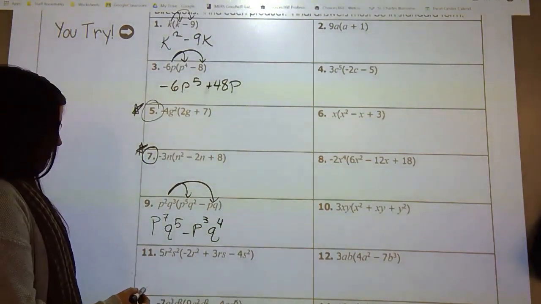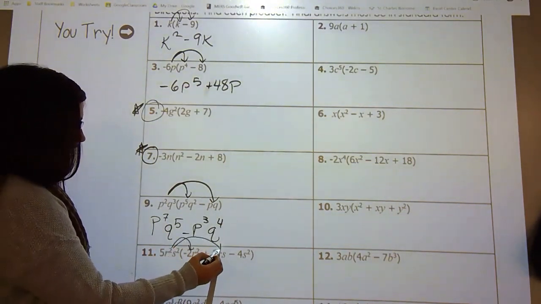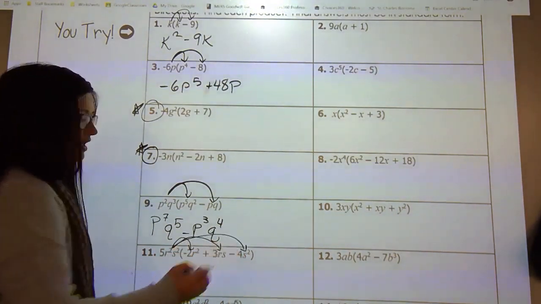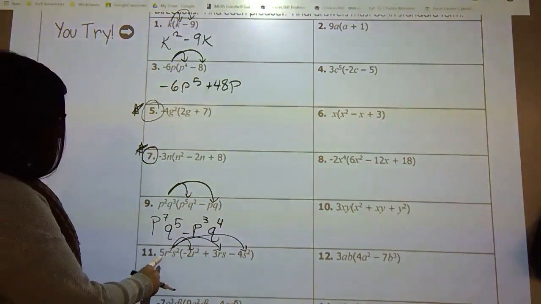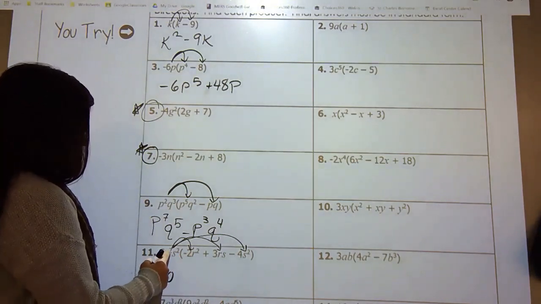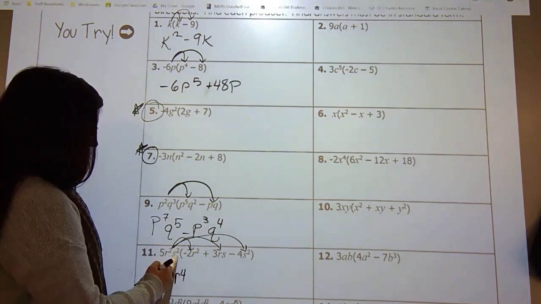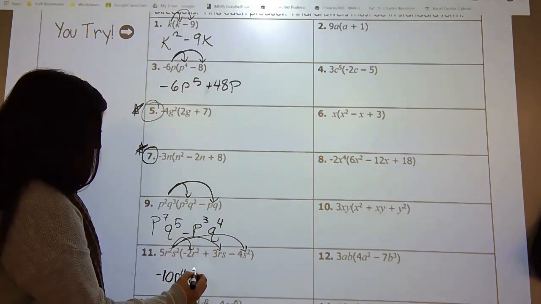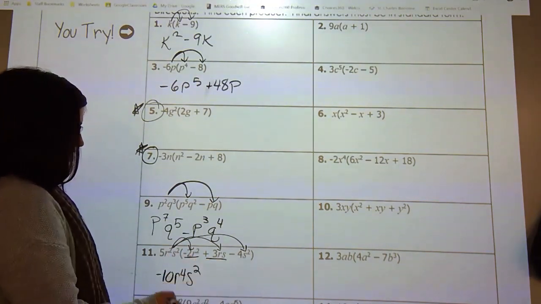Moving on down here, number 11, I'm going to make sure that I distribute this to each term. I will combine the exponents with like bases. So I have 5 times negative 2 is negative 10. R squared times r to the 2nd is r to the 4th. And I still have my factor of s squared. So this term, done. Now I need to multiply by positive 3.